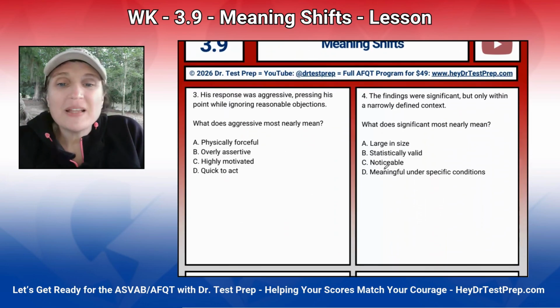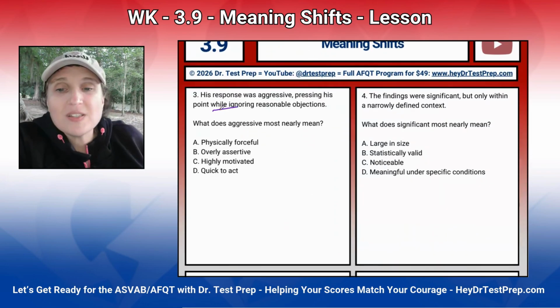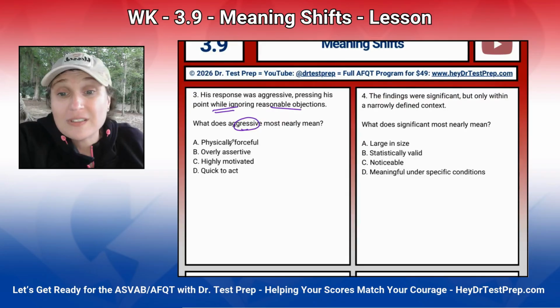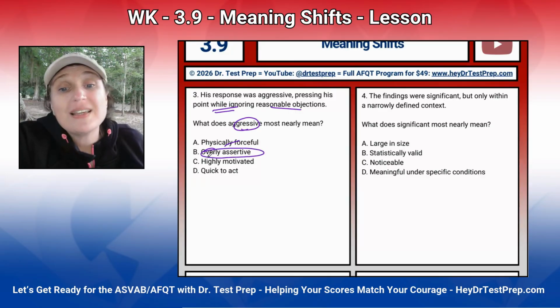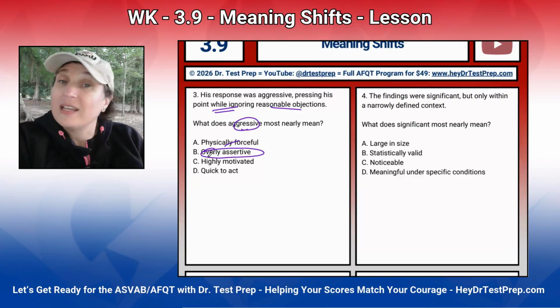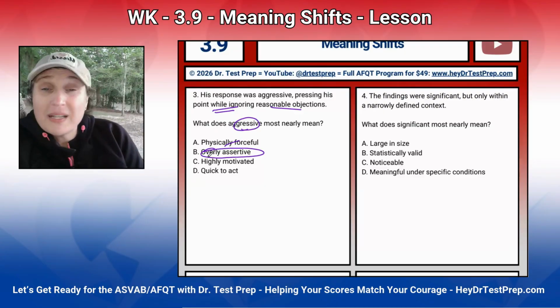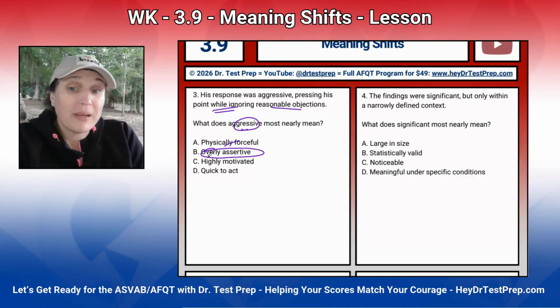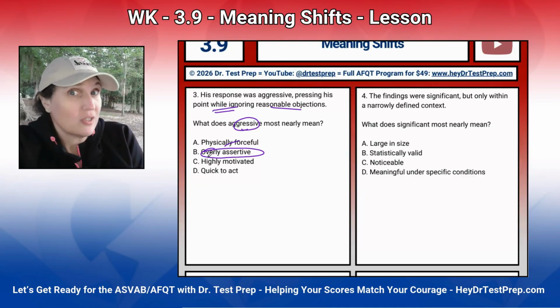All right, his response was aggressive, pressing his point while ignoring objections. Aggressive. Now, can aggressive be physically forceful? Yes, but that's not likely what it's about. Can it be overly assertive in this case? Yes, that's what we're looking for. He could be motivated. He could be quick to act, but he wasn't physically forceful. The best use of the word is he was overly assertive.